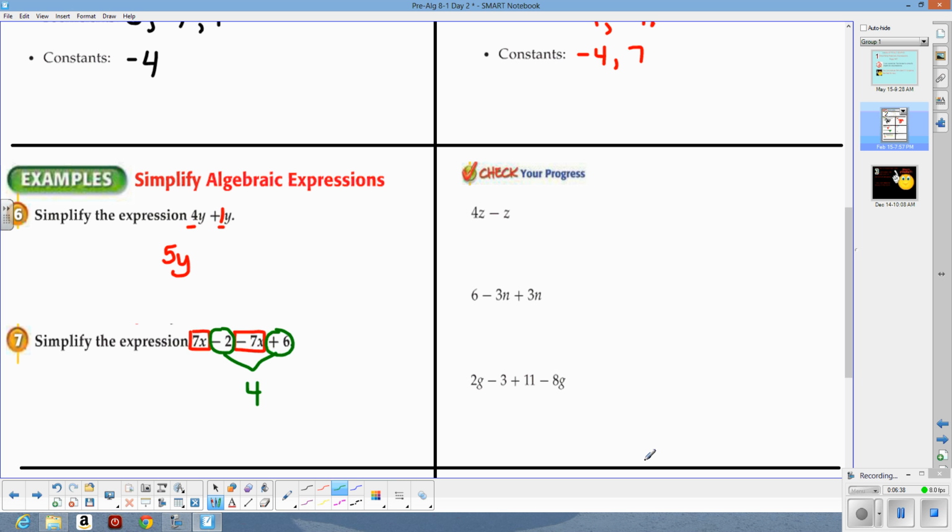You may want to pause the video and try the next two on your own. 4z minus 1z. Like terms, we have 4z and we have a negative 1z. If I take 4z and add a negative 1z, I end up with 3z.